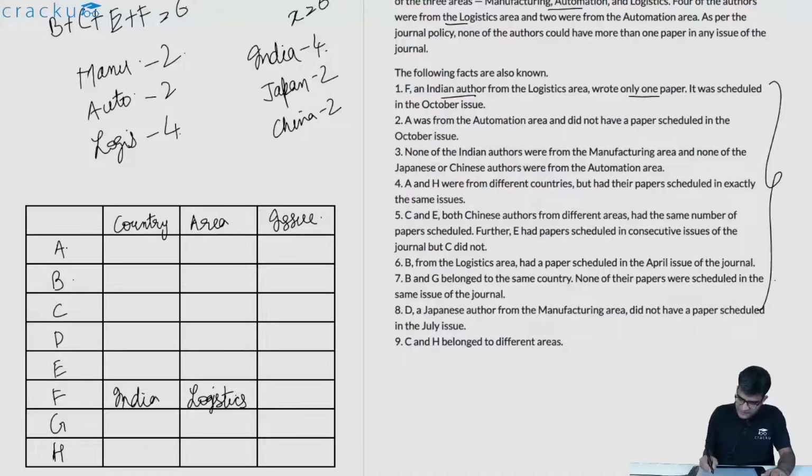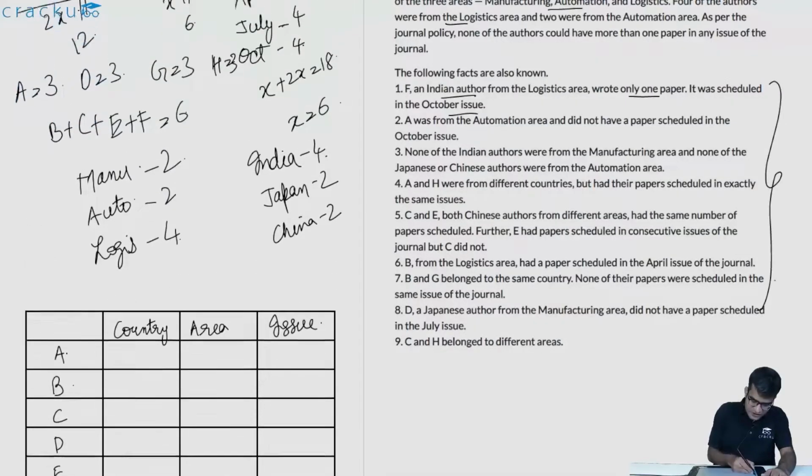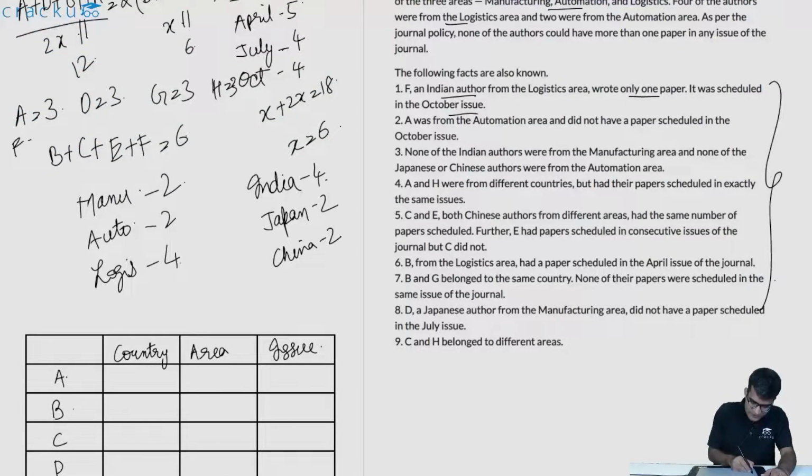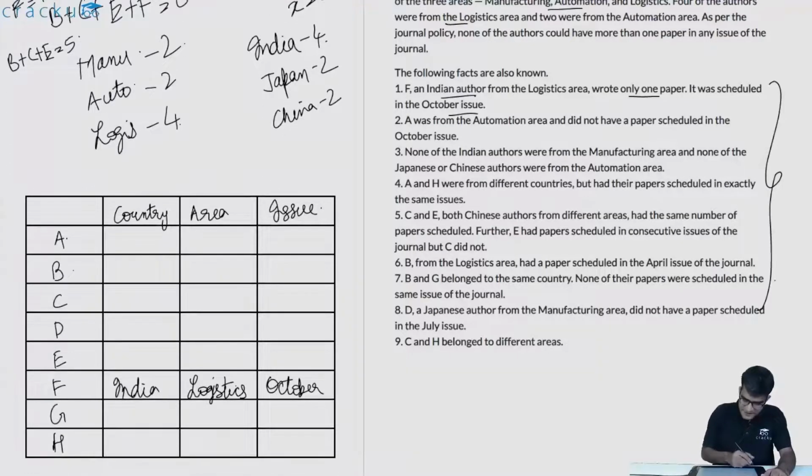And he has only 1 paper, and this is in October. So here we know that F is equal to 1. So this would imply that B plus C plus E has to equal 5. And this we have completely taken care of. So let us put a tick over here. So when we come back to reiterate, we won't spend any time on the first point.